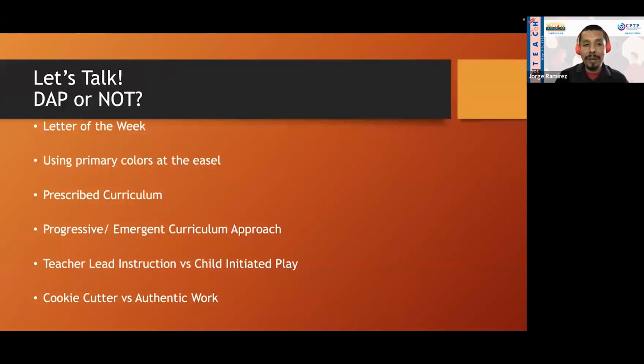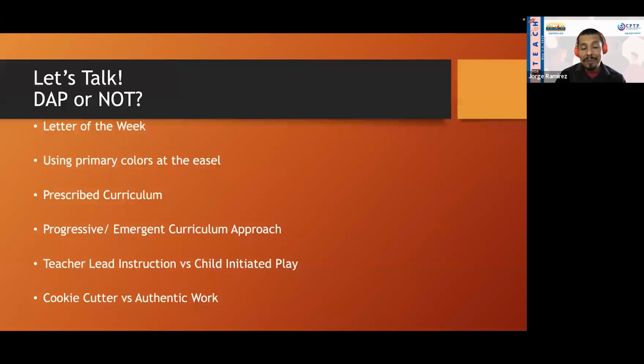How much free play do children have in your schools versus teacher-led instruction? Think about small group. Think about large group. Think about meal times. Think about restrictive play. You can use anything you want as long as they're table toys. Child-initiated play, they get to choose whatever they want.